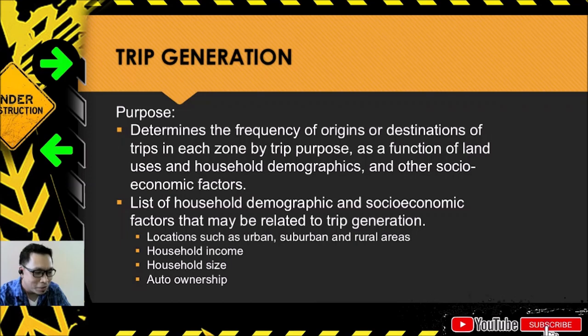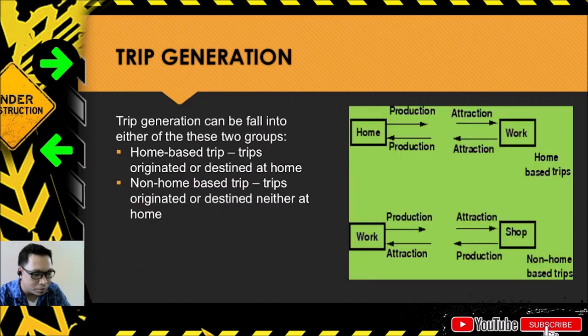The purpose of trip generation is to determine the frequency of origins or destinations of trips in each zone by trip purpose, as a function of land uses, household demographics, and other socioeconomic factors. Household demographic and socioeconomic factors that may be related to trip generation include location, such as urban, suburban and rural areas, household income, household size, and auto ownership. So this is what we call production and attraction. Trip generation can fall into either of these two groups.